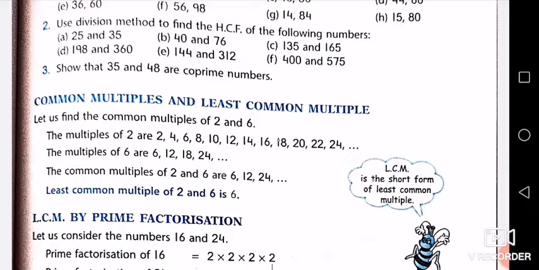So now we will do our C part, which is 135 and 165. Two numbers are there, 135 and 165. The bigger number is 165. So we use this bigger number as a dividend, and 135 is used as a divisor. So let's start our C part.